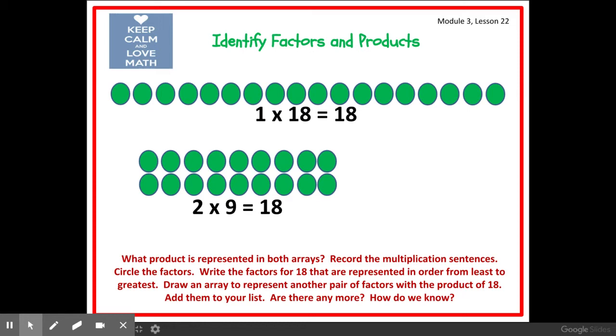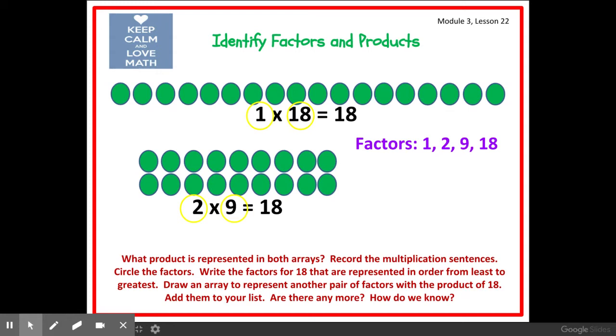So we are going to take a look at those factors. What factors do we have here? 1, 18 in that one. Those are the two factors in that sentence. And then the other one, it was 2 and 9. So if we were to list out those factors from least to greatest, it would be 1, 2, 9, and 18. Can you guys think of another way that we could represent 18 using a different array?